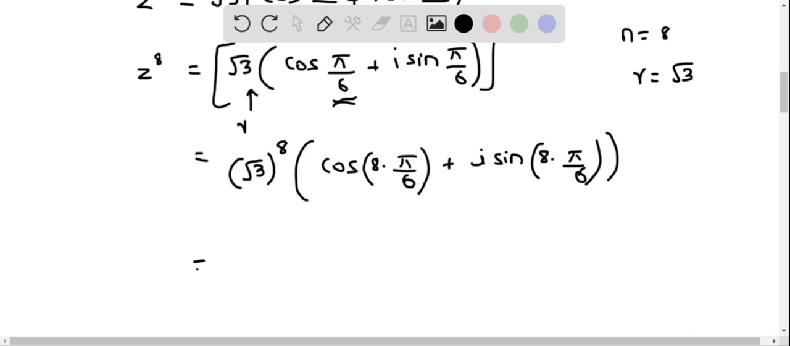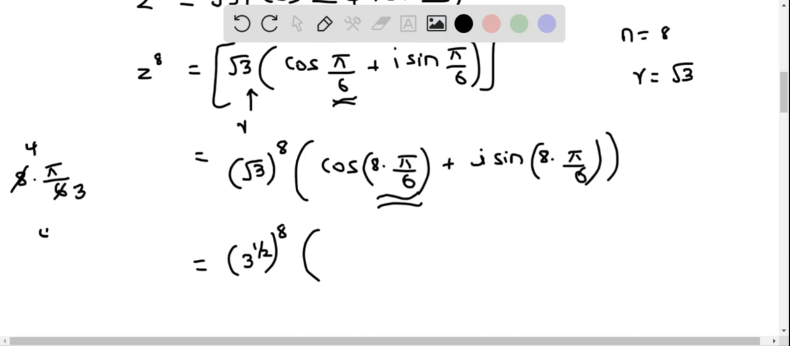Let's simplify this. Root 3 can be written as 3 raised to the power of 1 half, and this is once again raised to the power of 8. Now we can simplify the inside expression, that is 8 times pi over 6. We cancel this as 4 times 2, and this is 3 times 2. So it's basically 4 pi over 3. So I'm going to replace 8 pi over 6 with 4 pi over 3, and we put the same expression for the sine term as well, that is i sine 4 pi over 3.